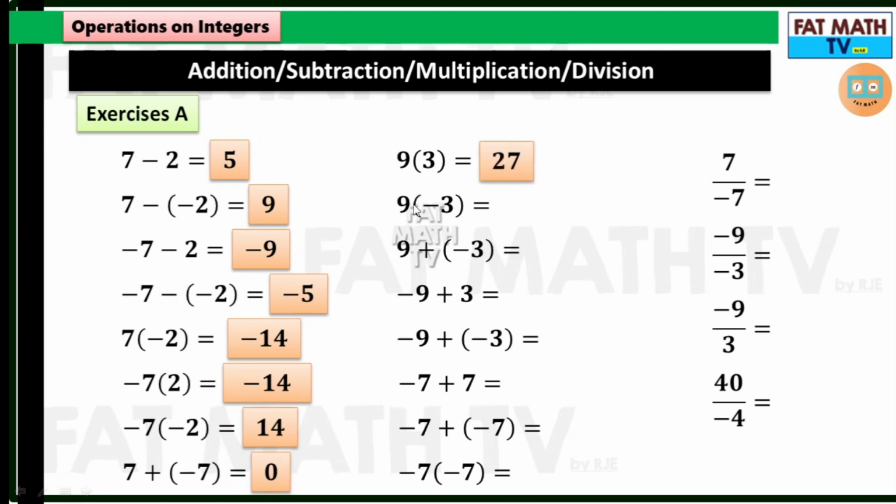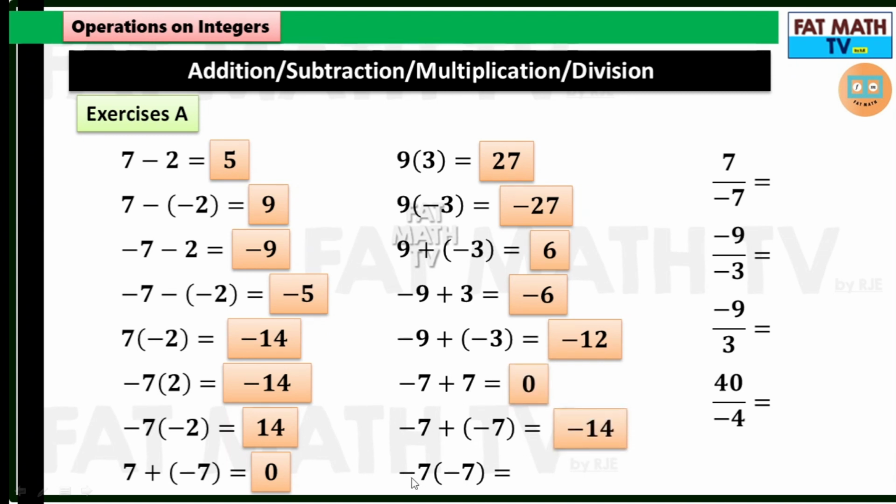9 times 3 is 27. 9 times negative 3 is negative 27. 9 plus negative 3 is 6. Negative 9 plus 3 is negative 6. Negative 9 plus negative 3 is negative 12. Negative 7 plus 7 is 0. Negative 7 plus negative 7 is negative 14.